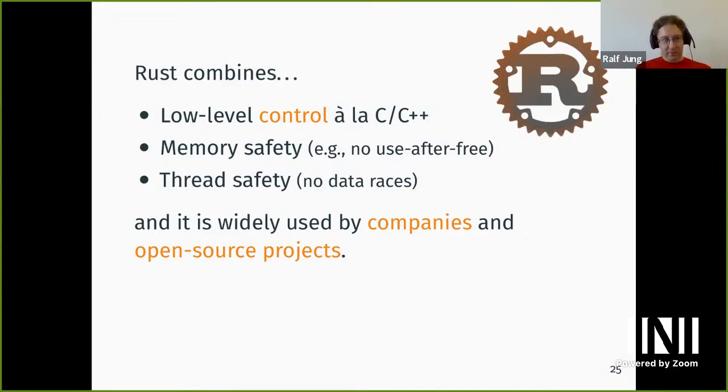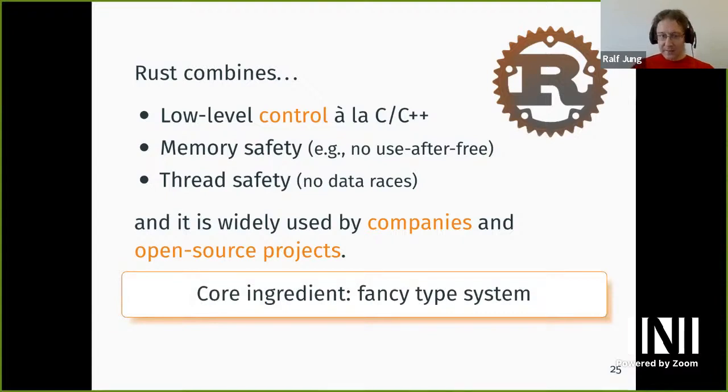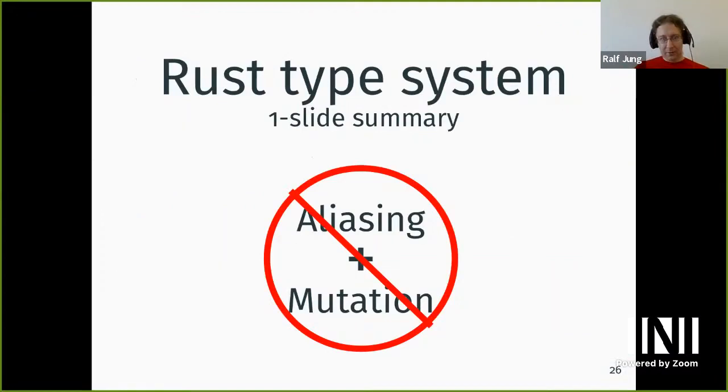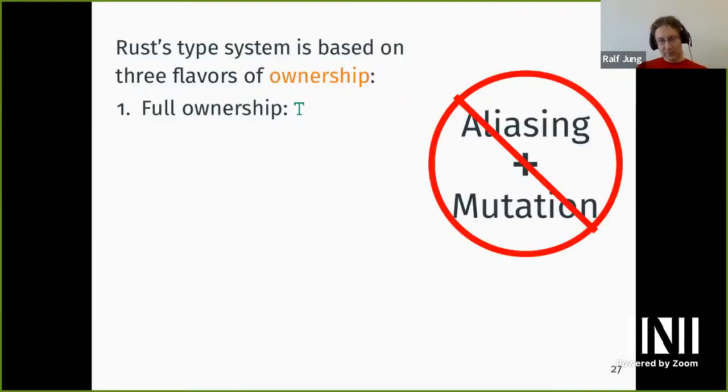And the way it achieves all of these properties, or at least one core ingredient to that, is a fancy type system. So let me explain a bit how the Rust type system works. The core idea of the Rust type system is that it rules out the unrestricted combination of aliasing and mutation. And the mechanism through which it achieves that is the idea of ownership. So in general, in Rust, if you have a variable x of type t, then that means that you fully own this memory where x is stored, and no other part of the system, no other thread can even read from that memory. It's completely yours. So there's no aliasing going on, which means you're allowed to arbitrarily mutate and even destroy that object.